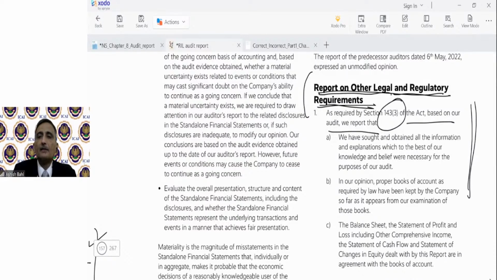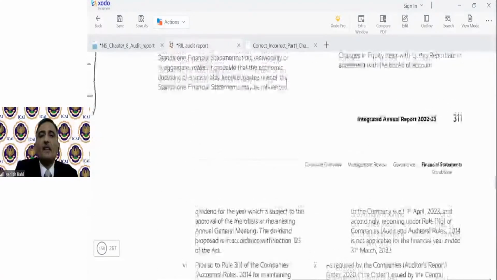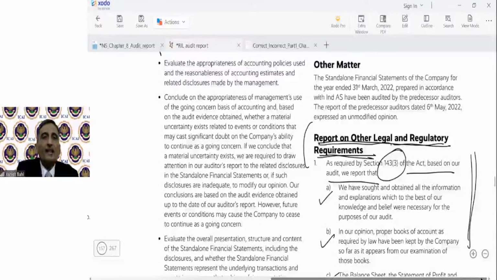Not today. So these are the points which are required to be specifically stated under the Companies Act. These are matters which are required to be specifically stated under the Companies Act. So these would be included under a separate heading, and the name of this heading would be Report on Other Legal and Regulatory Requirements. Clear? So understand this much.